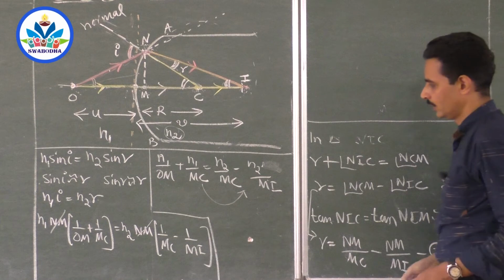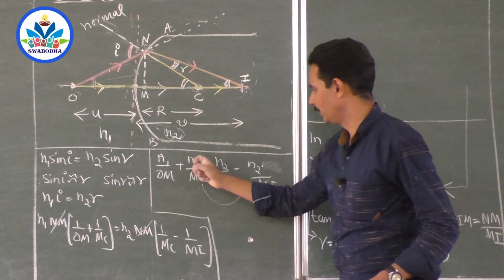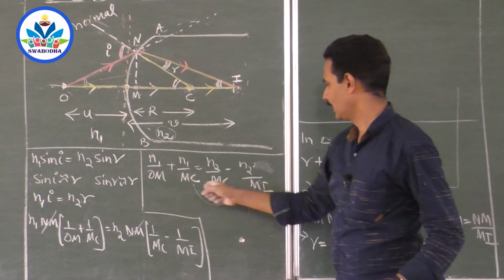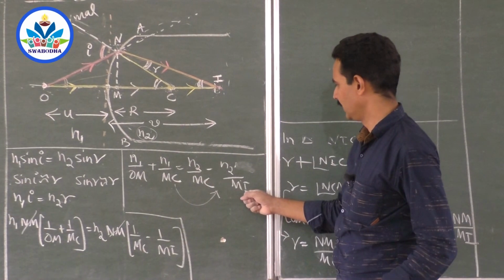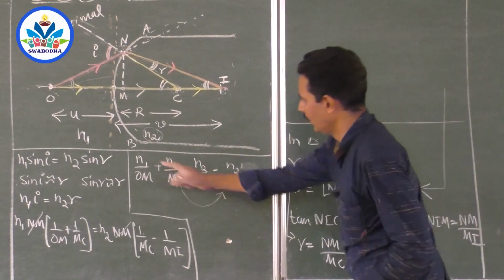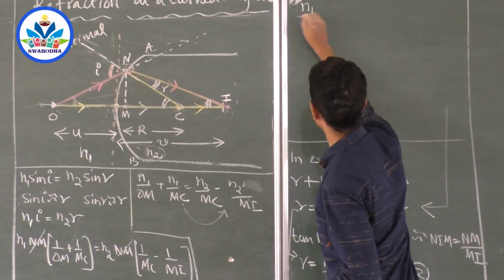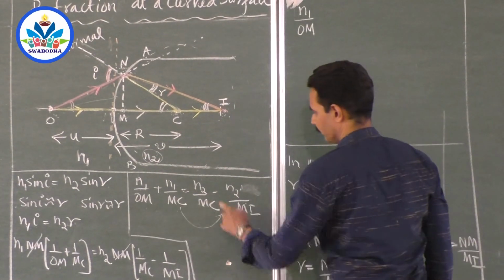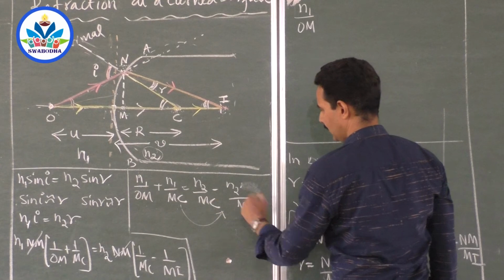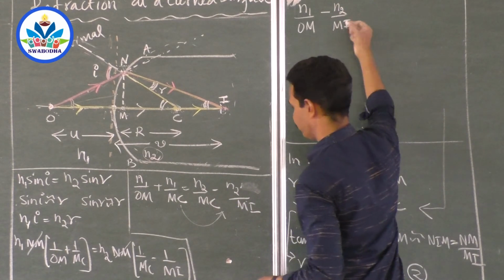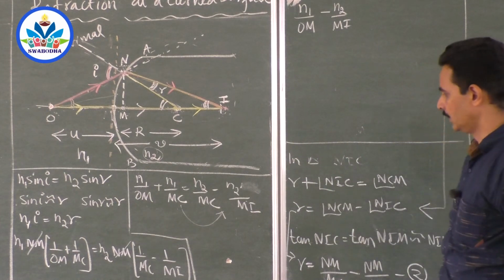What do you have now? n1 by OM, n1 by MC. I brought n1 inside, and MC and MC you club together. You bring this one to the left hand side. So what will you get? n1 by OM minus n2 by MI. If you look into the final answer, you will come to know what you have to do. Right?